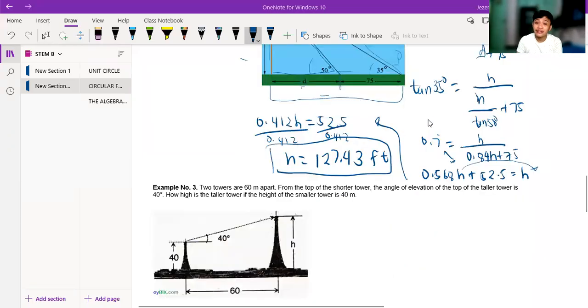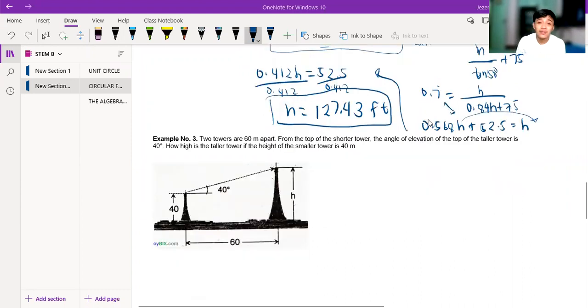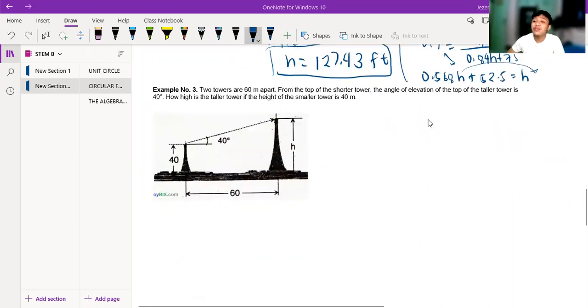Okay, so punta tayo sa example number 3. Okay? So, una, two towers are 60 meters apart. So, dalawa daw tower. Dalawang tower. At pagitan nila ay 60 meters. Okay. From the top of the shorter tower, ito yung shorter tower, the angle of elevation of the top of the taller tower is 40 degrees.